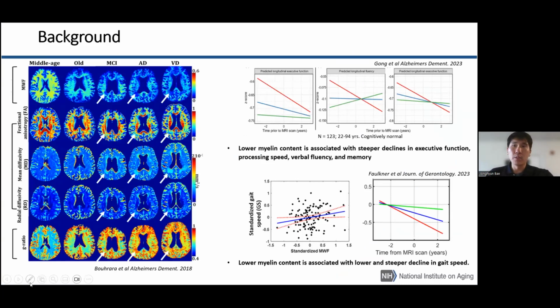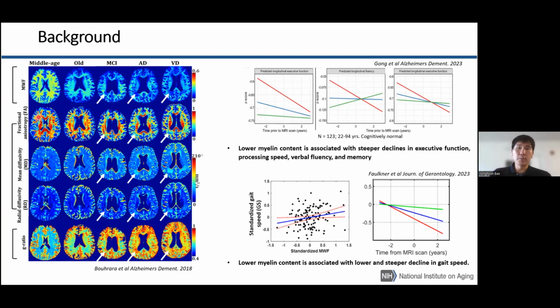Neuroimaging has been widely used in aging studies to infer changes in microstructures in aging as well as in AD disease progression. For instance, the left figure demonstrates different imaging measures such as Myelin Water Fraction and diffusion measures that reflect microstructure changes along aging as well as the advance in disease state. We can see the drastic reduction in myelination between the mid-age and the old subjects, and further loss of myelination with the advance of Alzheimer's disease.